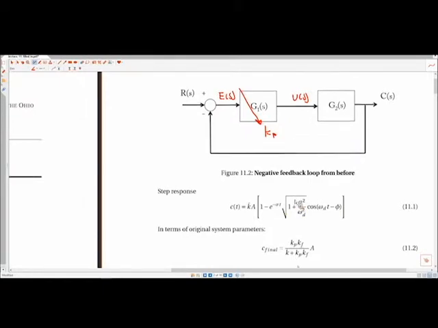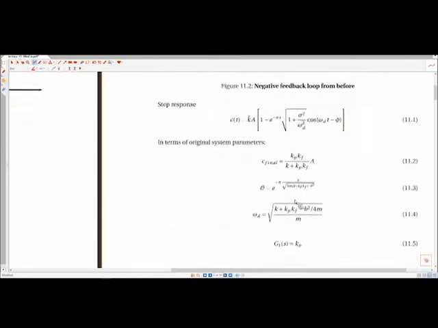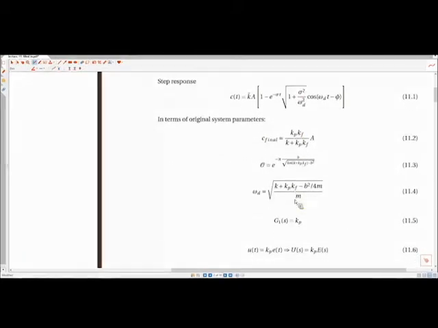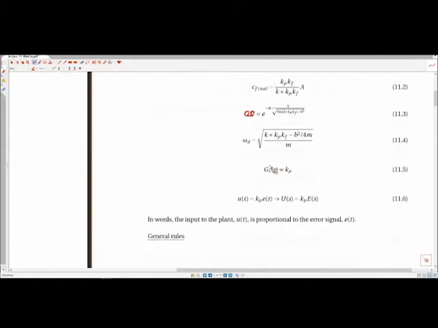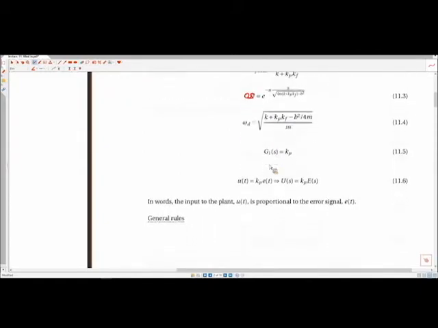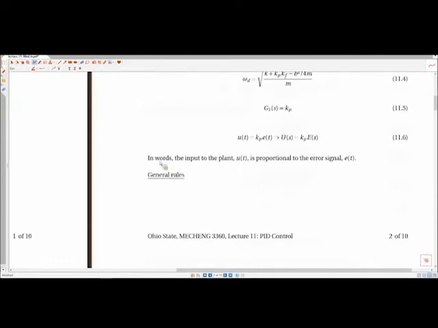Then we established some relationships in previous lectures. We can say the C final for the step response is given by this equation, overshoot by this equation, damped natural frequency, etc. Just recapping from previous lectures, we said that if Kp goes up, that means we're making the system more aggressive. For a given unit of error, we are responding with more input than if we had a smaller Kp.